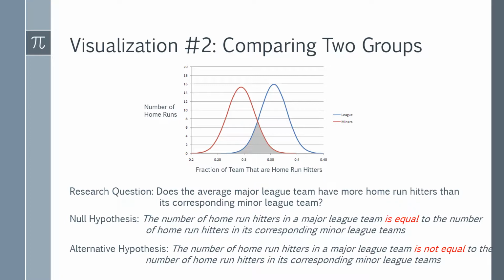So the alternative hypothesis in this case is that the number of home run hitters in the major league team is not equal to the number of home run hitters in the corresponding minor league teams. That's the comparison we're trying to display in the second visualization, and we can see that the number of runs is higher in the major league teams than in the minor league teams.